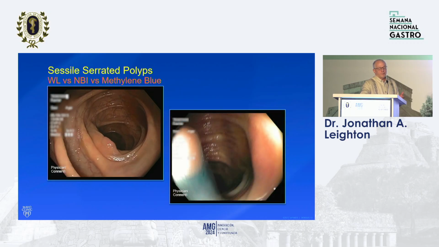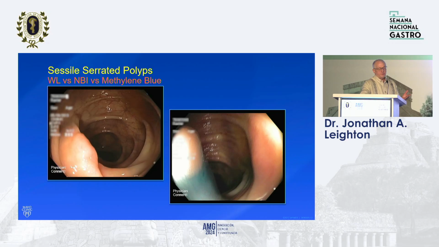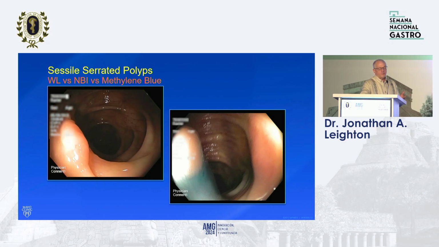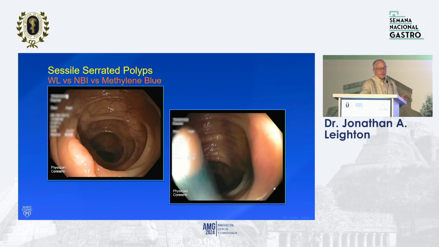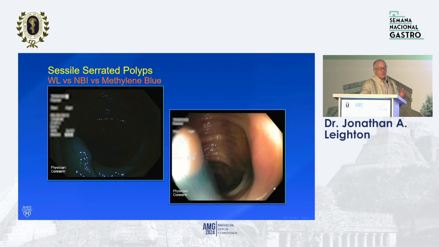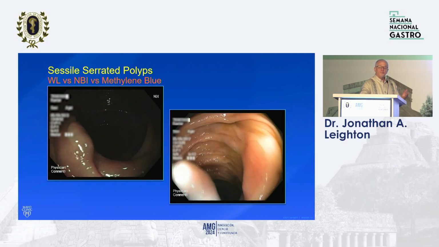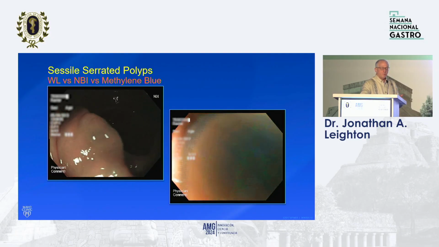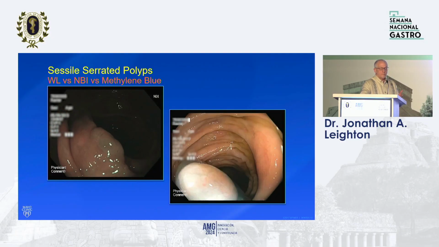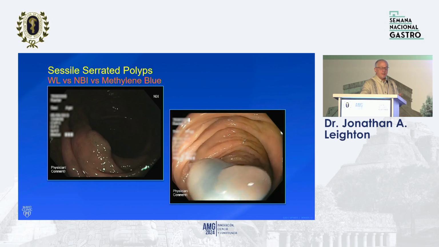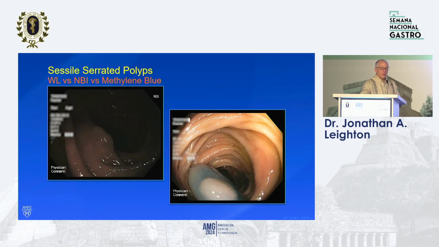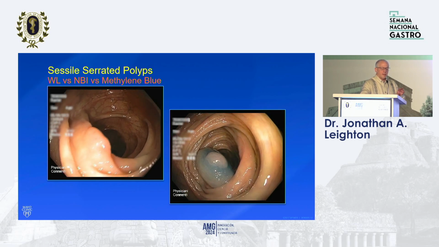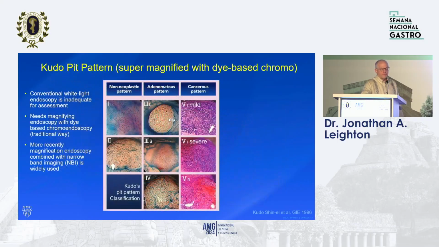But when you look at serrated polyps, for example, this picture shows white light versus NBI. You can use NBI. It's not bad, but it doesn't always give you the clear margins. Whereas if you use an injection with a dye, we usually use saline and indigo carmine. This is methylene blue. You can see how you get nice documentation of the boundary.